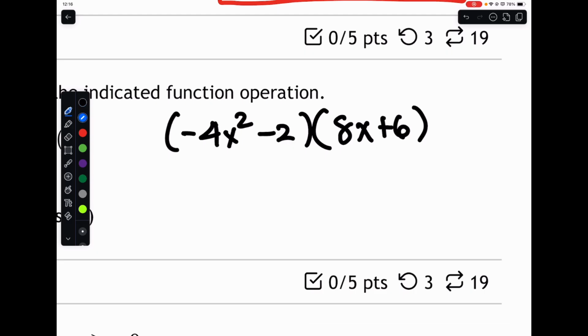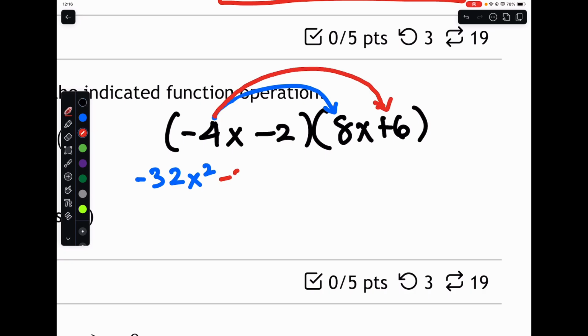To do this multiplication is just FOIL. First, multiply each first in the binomials, which is negative 32x squared. I don't know why I have an extra square there. That should not be an x squared, that should just be x. And now we're going to multiply these two, which is negative 24x, the inner, and finally the outer values.